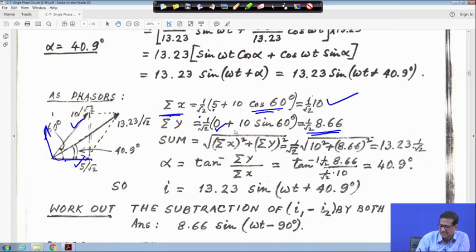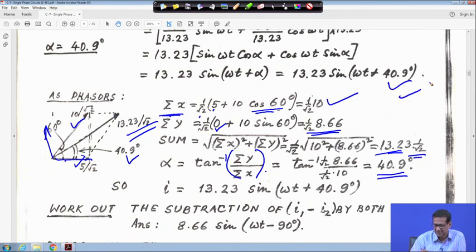Now, if you take the sum, the resultant will be root over sigma x square plus sigma y square. So, that is 1 upon root 2 times root over 10 square plus 8.66 square, which becomes 13.23 by root 2. And alpha will be tan inverse of sigma y upon sigma x, that is tan inverse of 8.66 by root 2 over 10 by root 2, and that is equal to 40.9 degree. So, whatever we have got here, I is equal to 13.23 sin(omega t plus 40.9 degree), this is the maximum value. This phasor diagram is drawn with RMS value. For a phasor diagram you should take RMS value, not the maximum value, both ways are shown. Thank you very much, we will be back again.